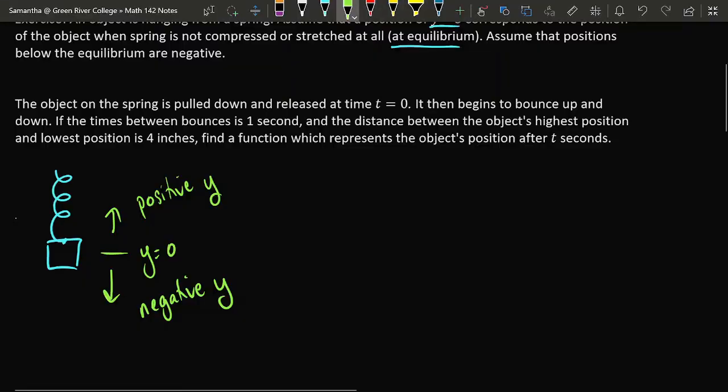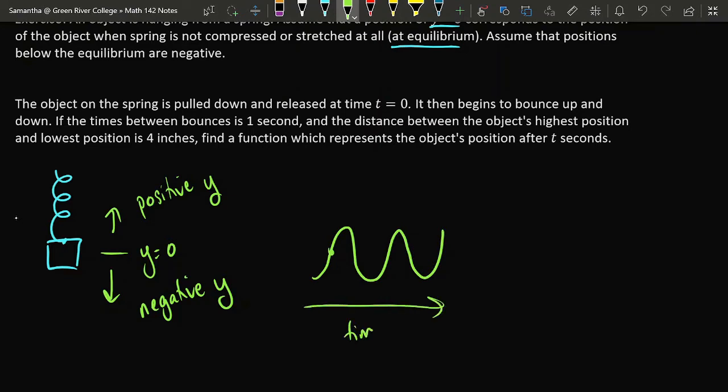So someone says, okay, this object is now bouncing up and down, so its position is going down and then up and then down and then up and then down and then up. So over time, we can see the position of the object follow this up-down sine wave pattern. So let's try and construct a sinusoidal function which matches this pattern.